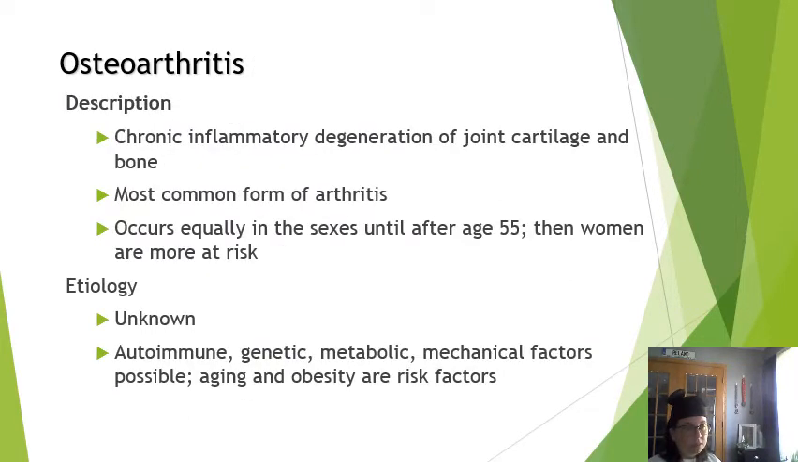All right, moving on to a new disease, osteoarthritis. This is a chronic inflammatory degeneration of joint cartilage and bone. It is the most common form of arthritis and occurs equally in men and women up to the age of 55. After that, women take the lead, most likely linked to the changes again in estrogen production.